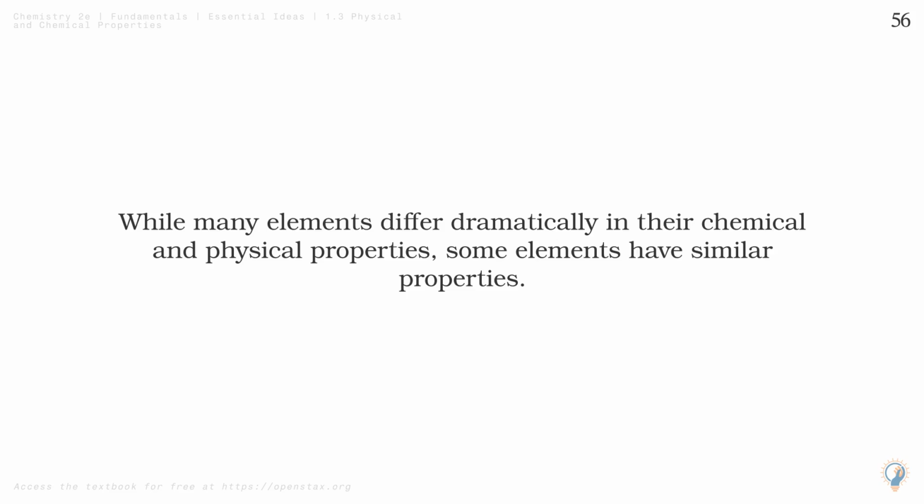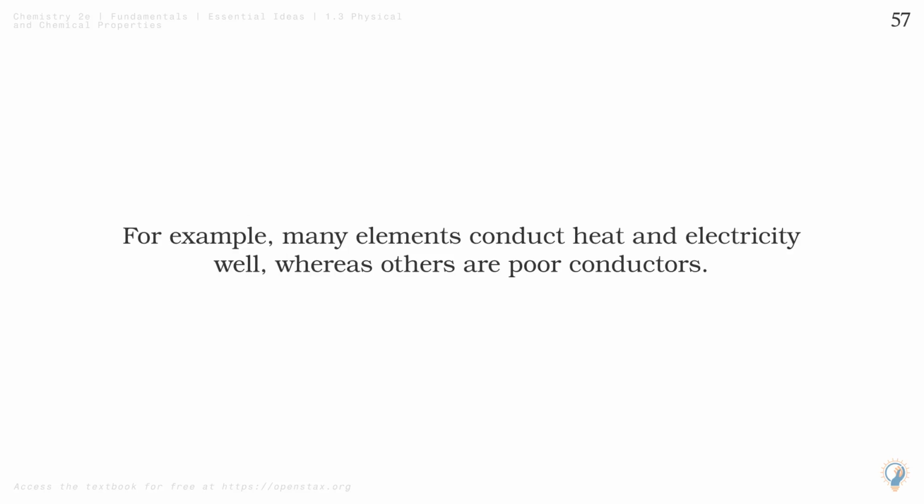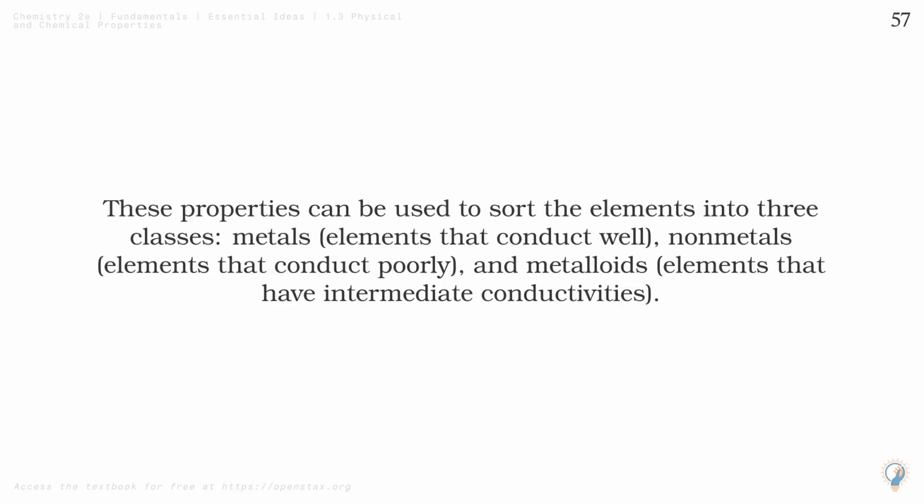While many elements differ dramatically in their chemical and physical properties, some elements have similar properties. For example, many elements conduct heat and electricity well, whereas others are poor conductors. These properties can be used to sort the elements into three classes: metals, elements that conduct well; non-metals, elements that conduct poorly; and metalloids, elements that have intermediate conductivities.